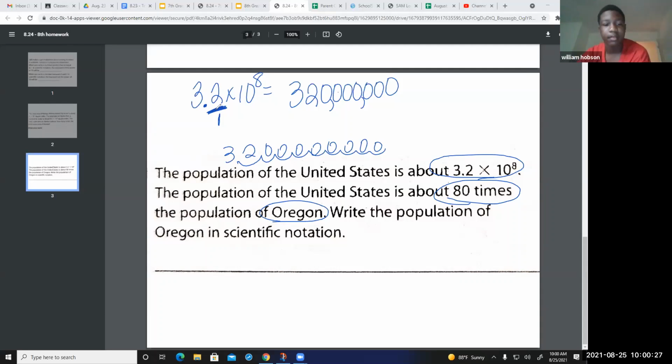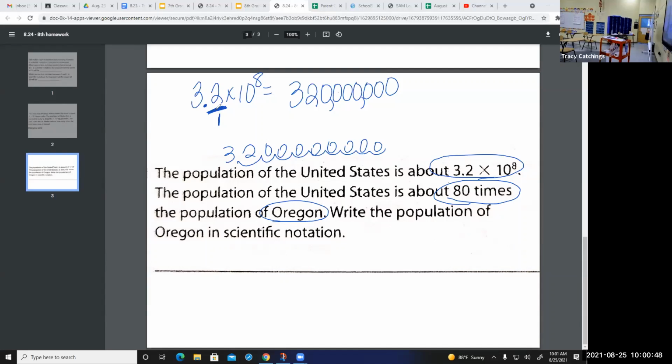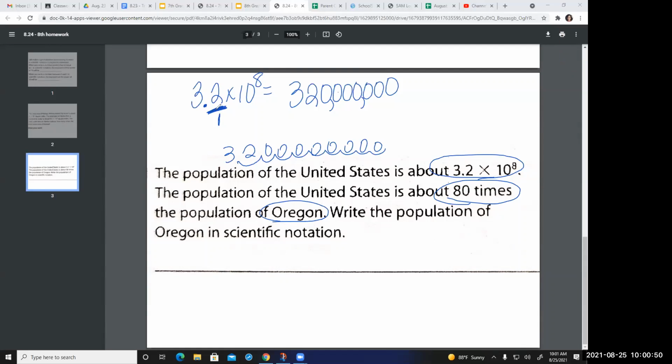All right, so I'm with you. Write it in standard form. So we should have got 320 million. And then they said it's about 80 times the population of Oregon. So we want to figure out Oregon. So would that be multiplying or would it be dividing? Dividing. Good job. That is dividing.